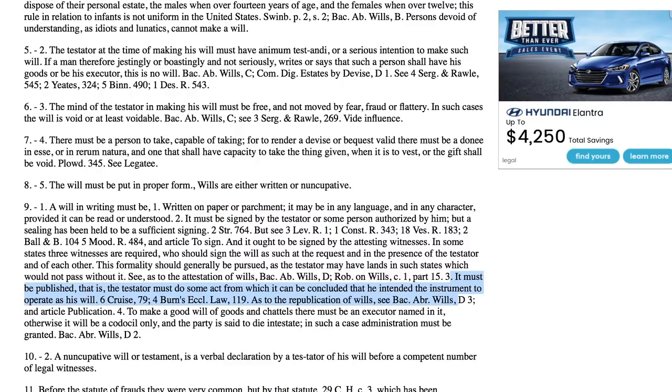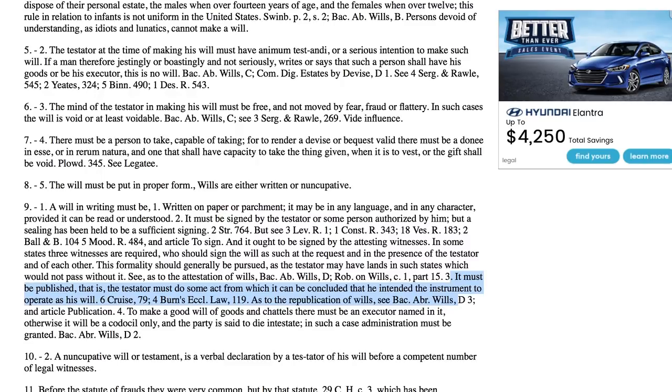On the record. This is what the county recorders do. They publish acts, whether by deed or affidavit, that convey property, interest, title, and rights to estate, personal estate or real estate, right? So a will must be published. That is, a testator must do some act from which it can be concluded that he intended the instrument to operate as his will. How many of you have tried to publish a will?